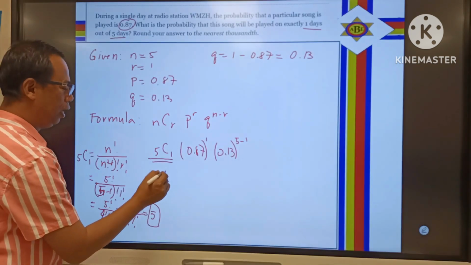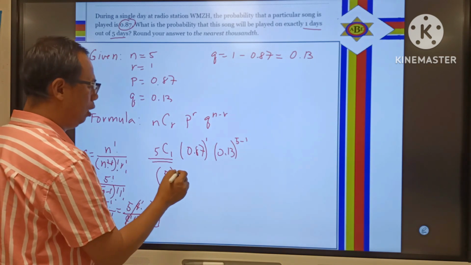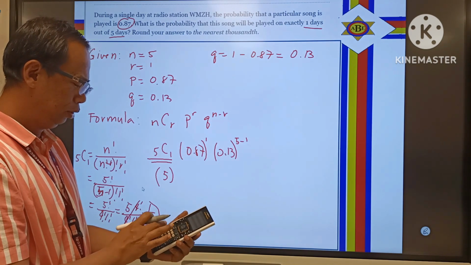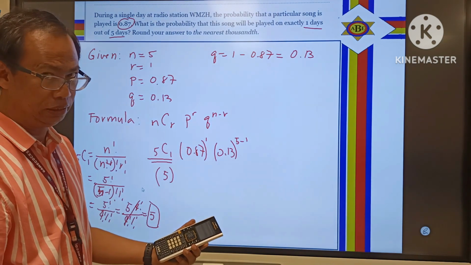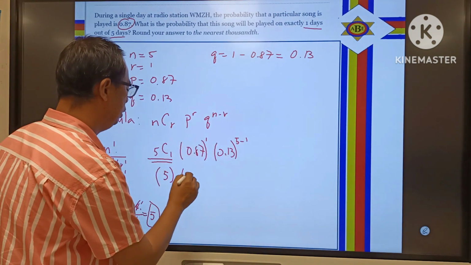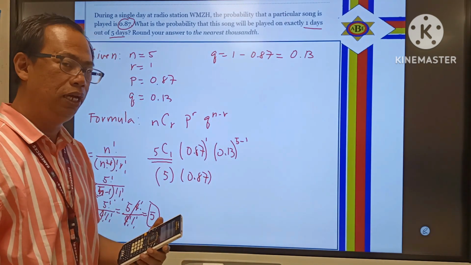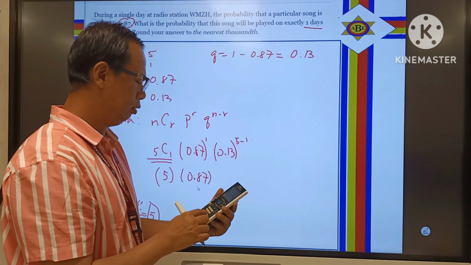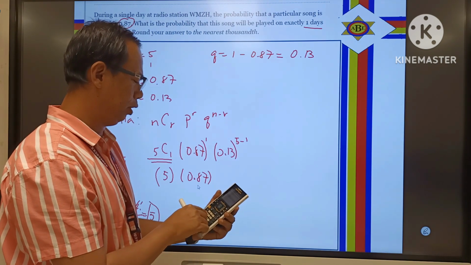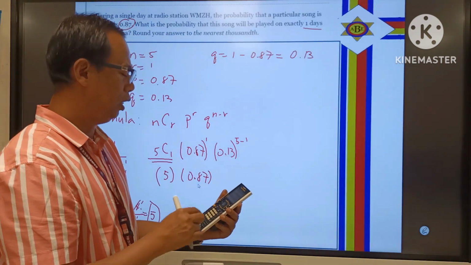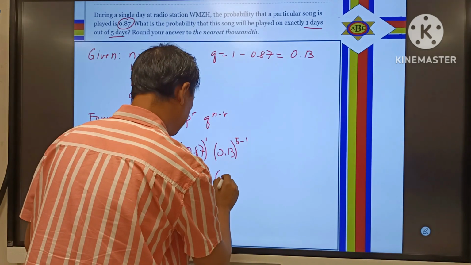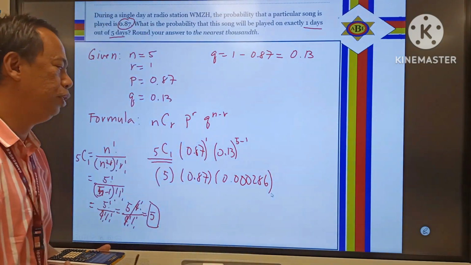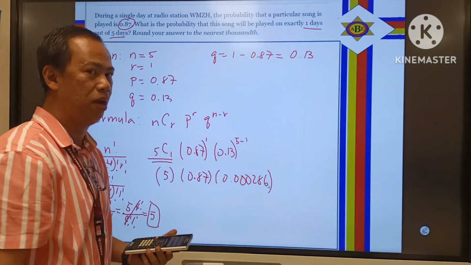So now we can change this to 5 in this part. So 5 multiplied by 0.87 to the power of 1, and on your calculator it's still 0.87. Then 5 minus 1 is 4, so we got 0.13 with an exponent of 4, which is 0.000286. That would be your value for the q to the n minus r.